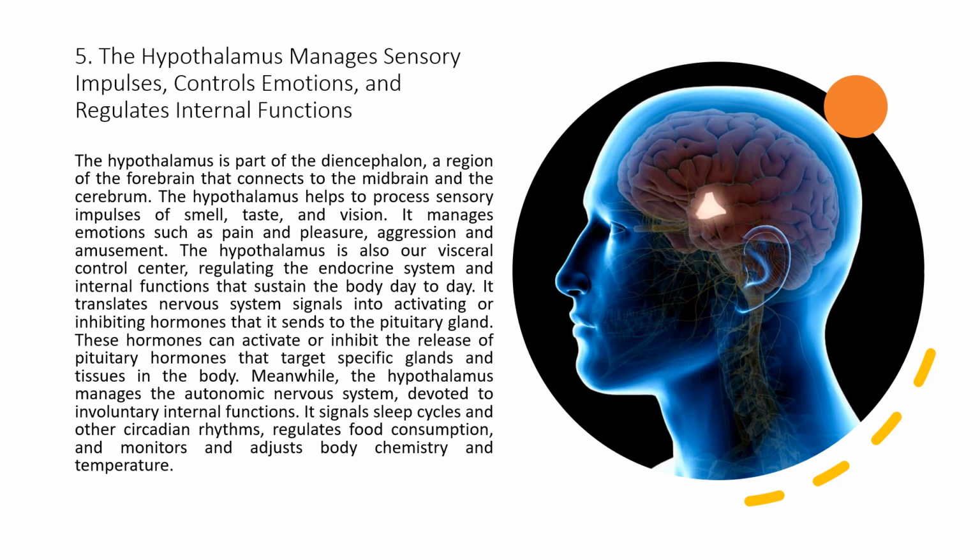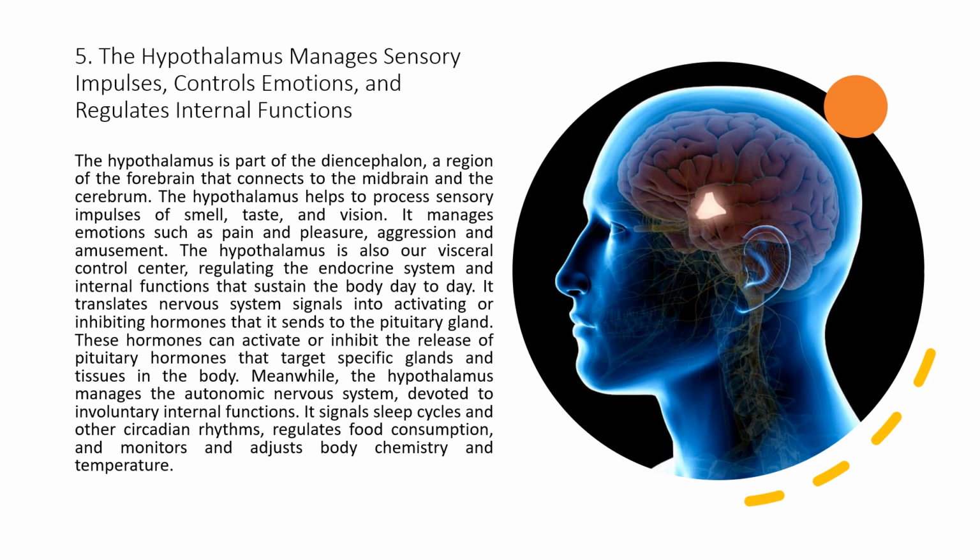It translates nervous system signals into activating or inhibiting hormones that it sends to the pituitary gland. These hormones can activate or inhibit the release of pituitary hormones that target specific glands and tissues in the body.